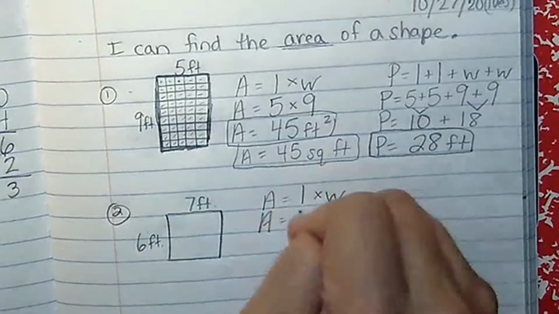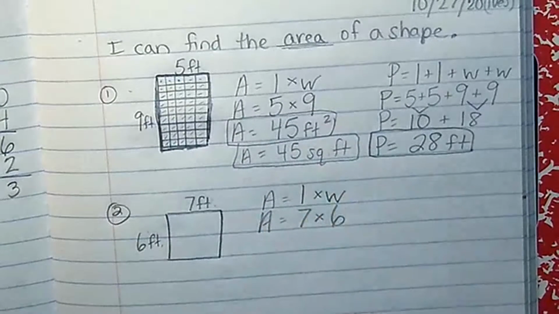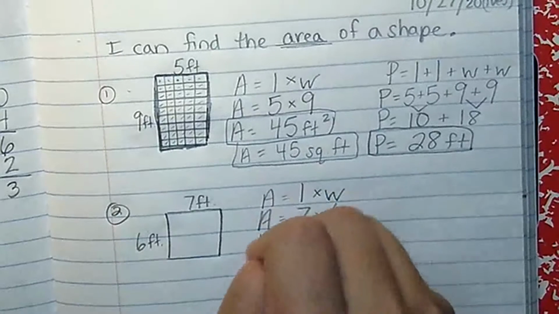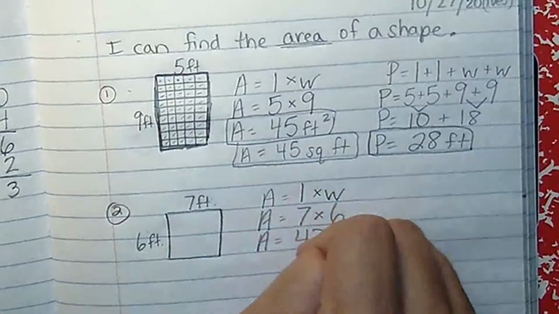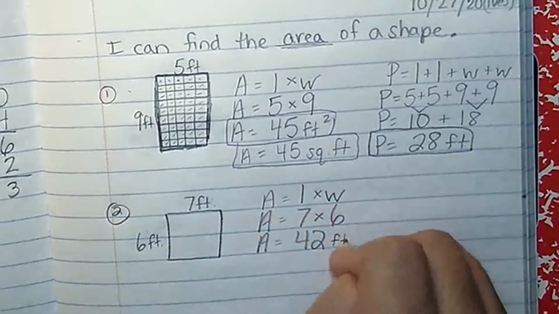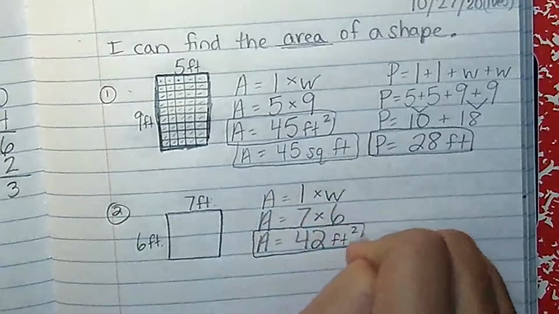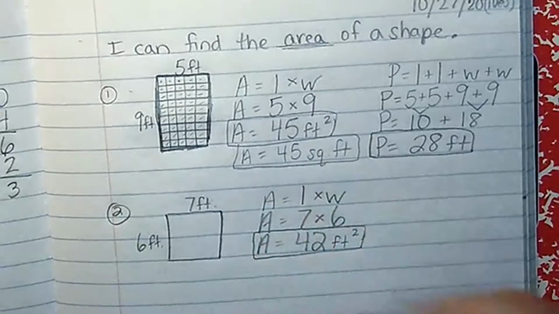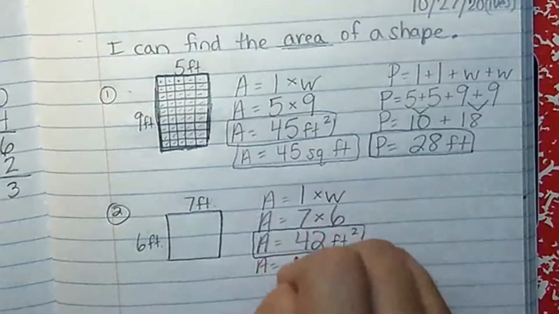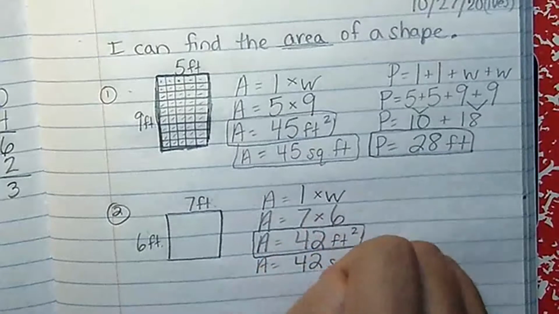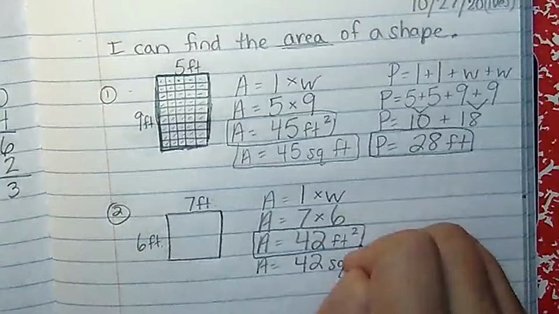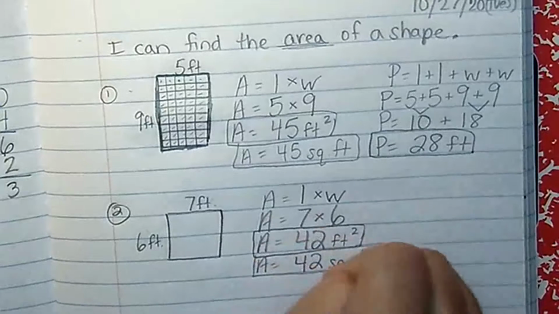Area equals 7 times 6. Area equals 42 feet squared. Remember, if it's area, it has to be square feet. If you prefer, you can write the area equals 42 square feet. Either one of those is correct.